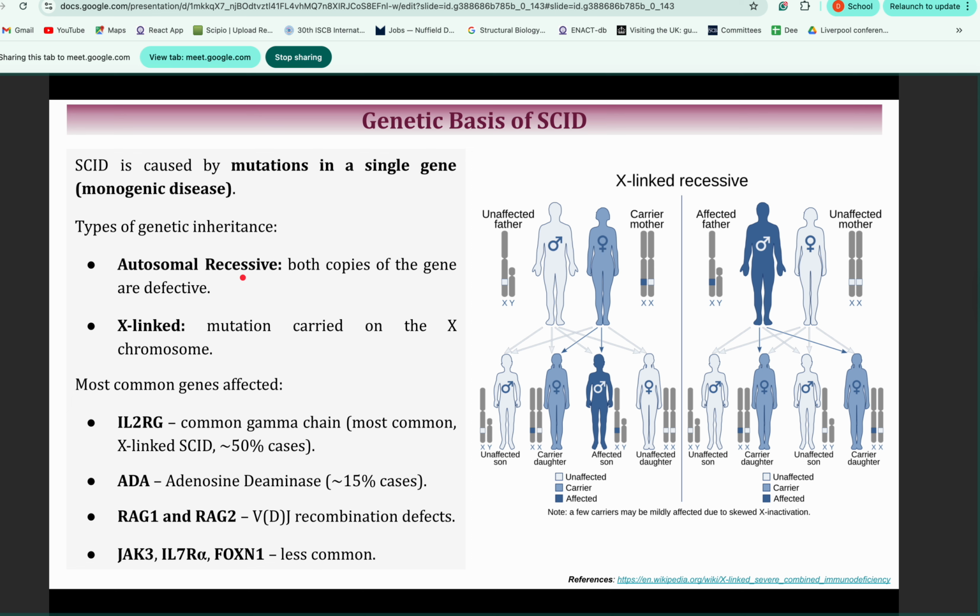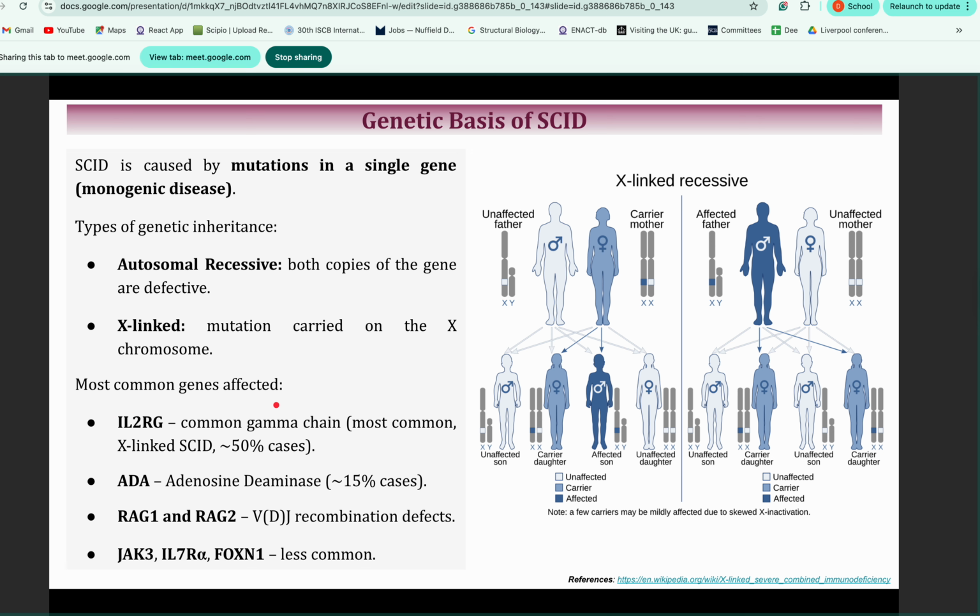In this case, the gene is present on the autosomes. Whereas if we talk about X-linked inheritance, the mutation is carried on the X chromosome. So there is another gene which is present on the X chromosome. If there is a defect in that particular gene, then its inheritance is X-linked. So it can have both these inheritance patterns depending on where the gene is present, which gets affected. So multiple genes can give rise to this particular disorder.